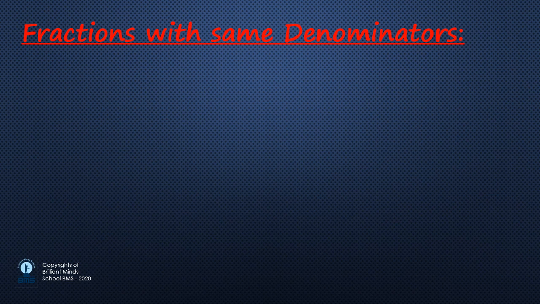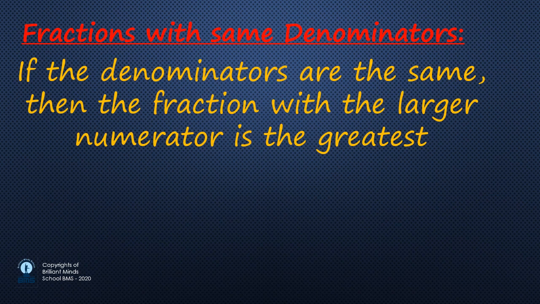We said the denominator, the number down, represents all the parts in the whole, colored or not colored, shaded or not shaded. So if the denominators are the same, then the fraction with the larger numerator is the greatest. When we have the same denominator, we're gonna compare between the numerators normally. The numbers are normal, okay?